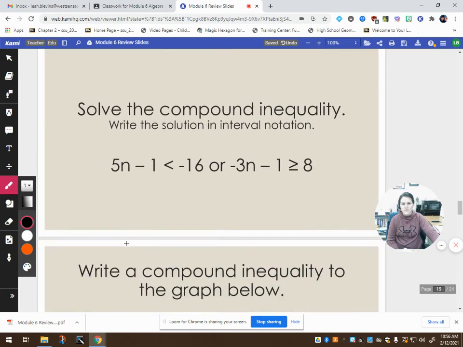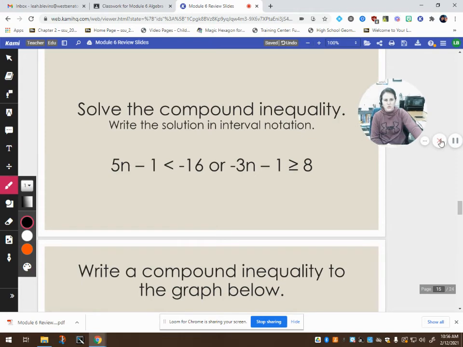Okay, solve this compound inequality. I'm going to give you a second to try it. I'm going to pause the video. You try it. I'm going to work it out and then unpause.